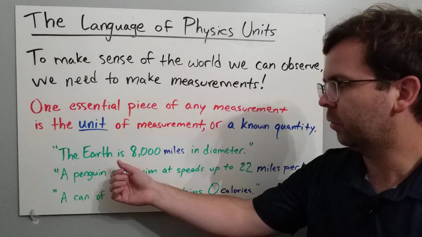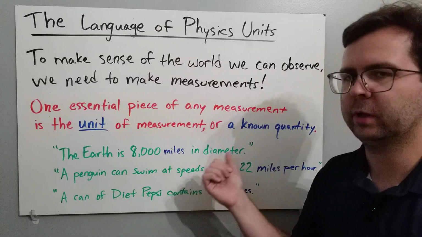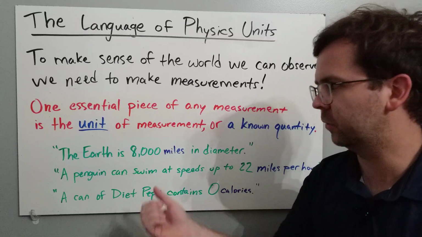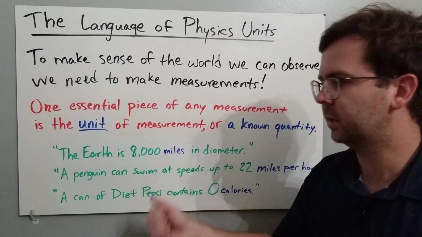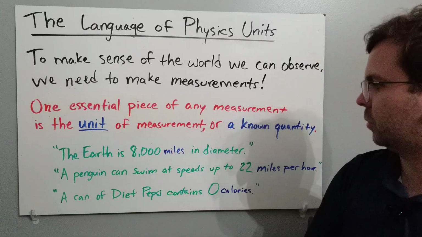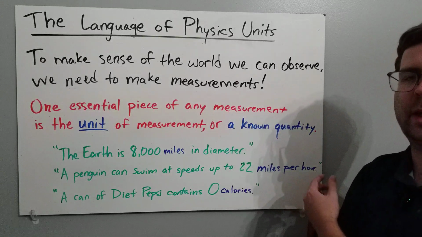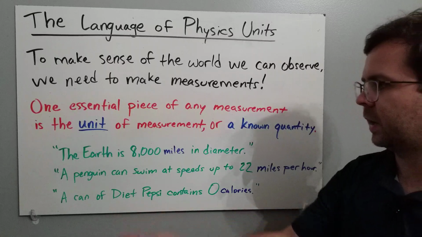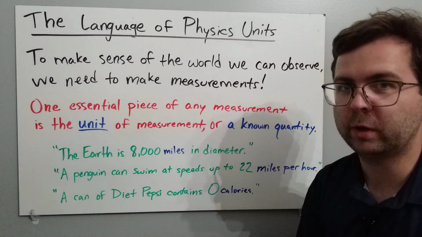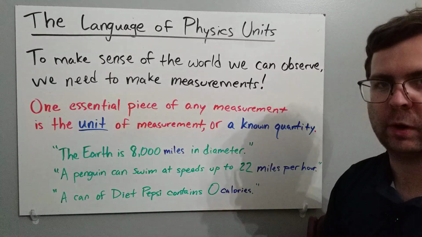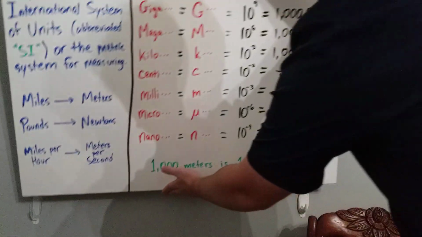So, for example, the Earth is 8,000 miles in diameter. We know what a mile is, it's a known quantity, and that's our unit. A penguin can swim at speeds up to 22 miles per hour. Again, this is a speed unit that we're familiar with. A can of Diet Pepsi contains 0 calories. Again, a unit that we're familiar with.